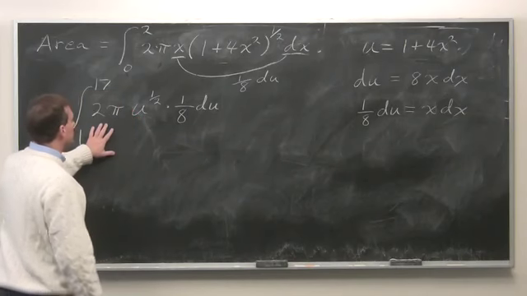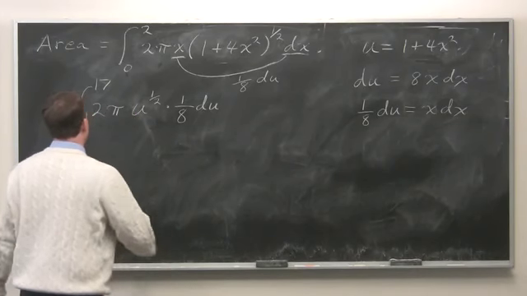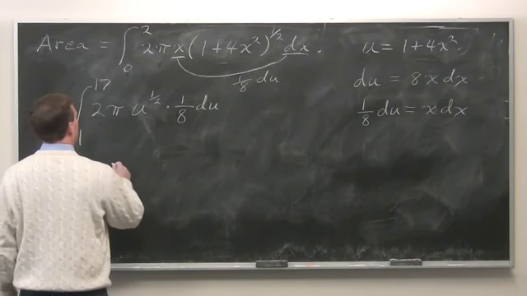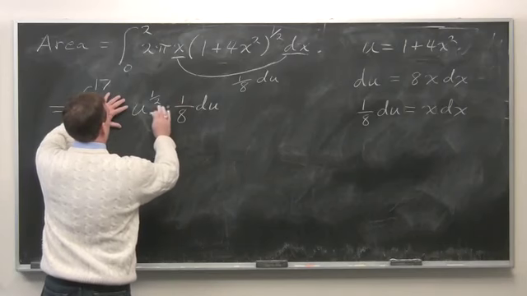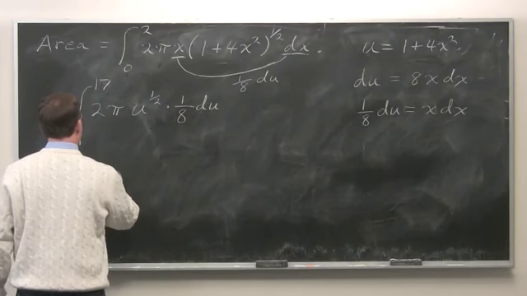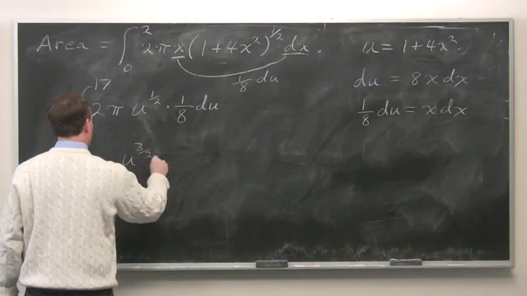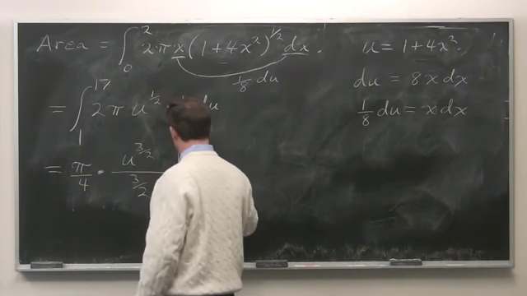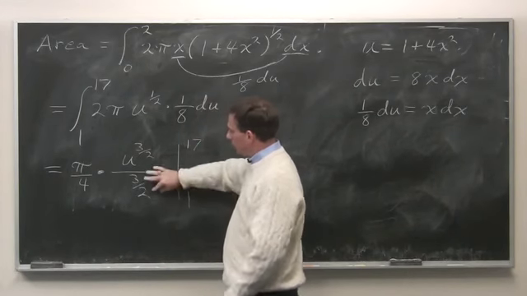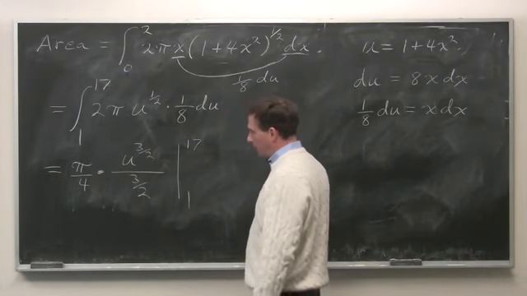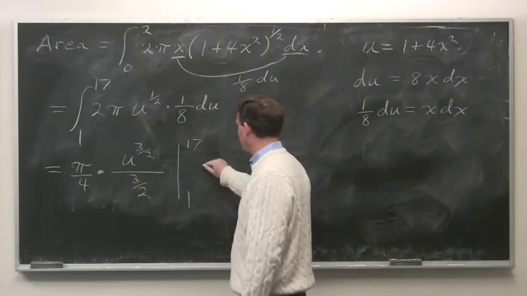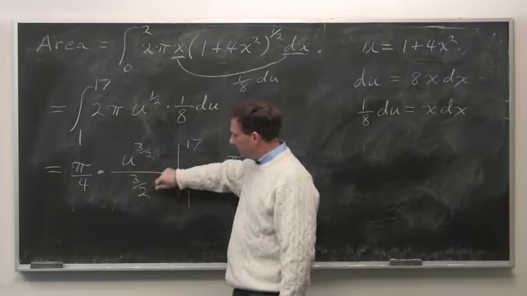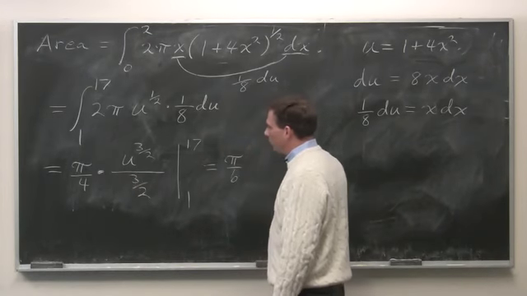Okay, so you get this, the 2 pi divided by 8, that's pi over 4. That's a constant. Then we anti-differentiate u to the 1/2. It's the power rule. You add 1 to the exponent, divide by the new exponent, and evaluate as u goes from 1 to 17. If you invert this and multiply, you get a pi over 6. So I've taken care of the 2/3. I invert it and multiplied.